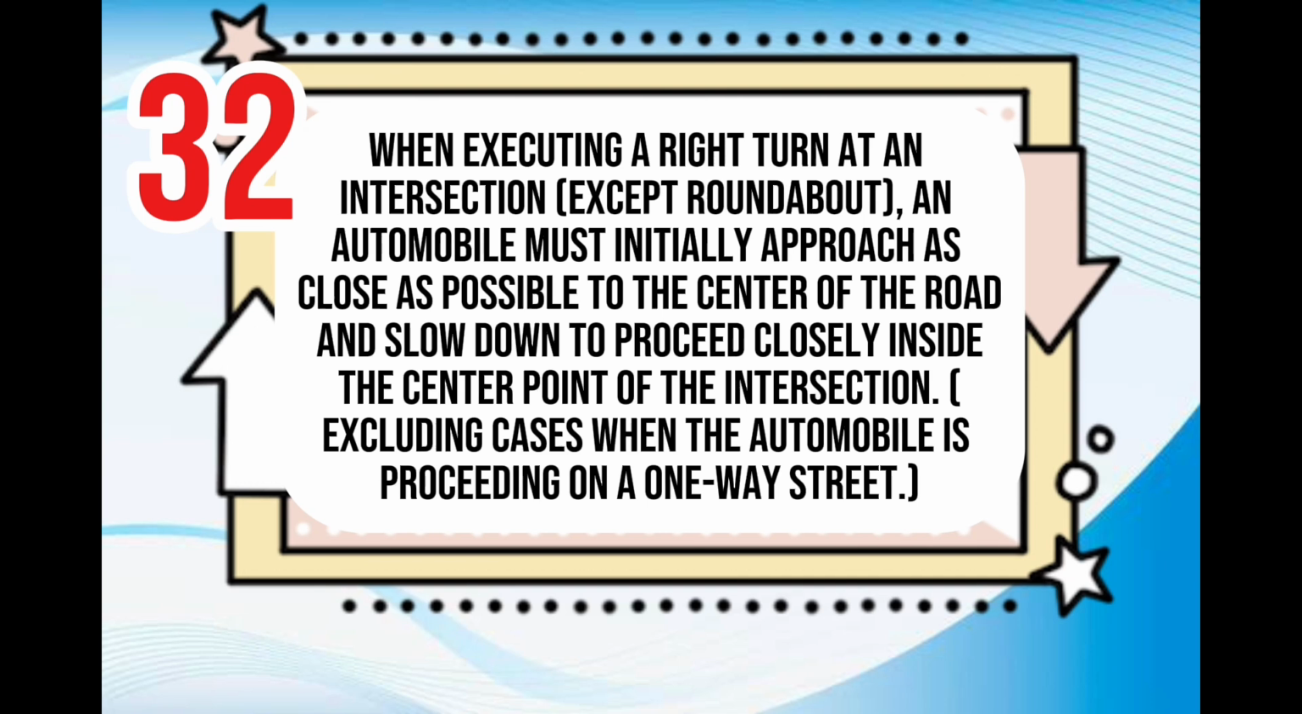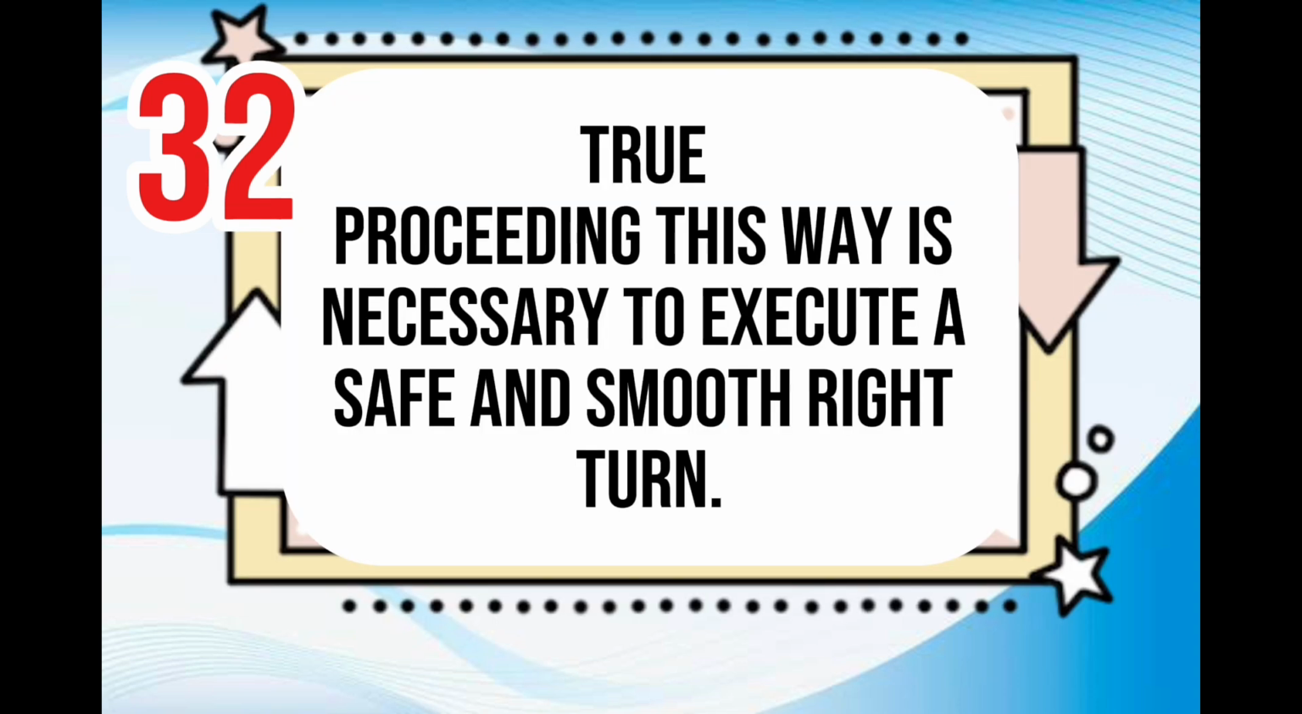When executing a right turn at an intersection except roundabout, an automobile must initially approach as close as possible to the center of the road and slow down to proceed closely inside the center point of the intersection, excluding cases when the automobile is proceeding on a one-way street. True, proceeding this way is necessary to execute a safe and smooth right turn.